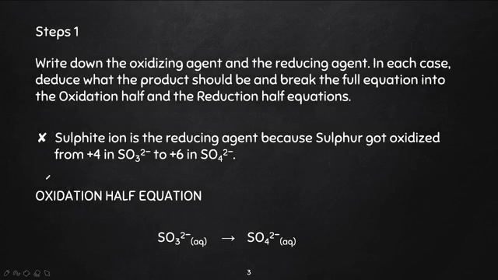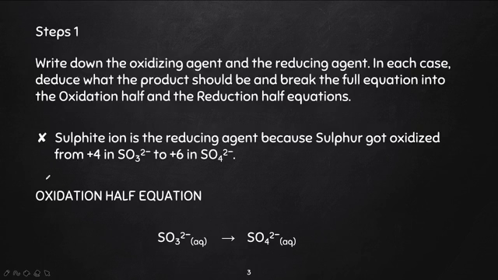Now if you remember from the last video, the first step is to identify our oxidizing and reducing agent in each case, and this is what should be produced when we break the full equation into the oxidation half equation and the reduction half equation. Those are the two half equations. Let's start with the reducing agent.